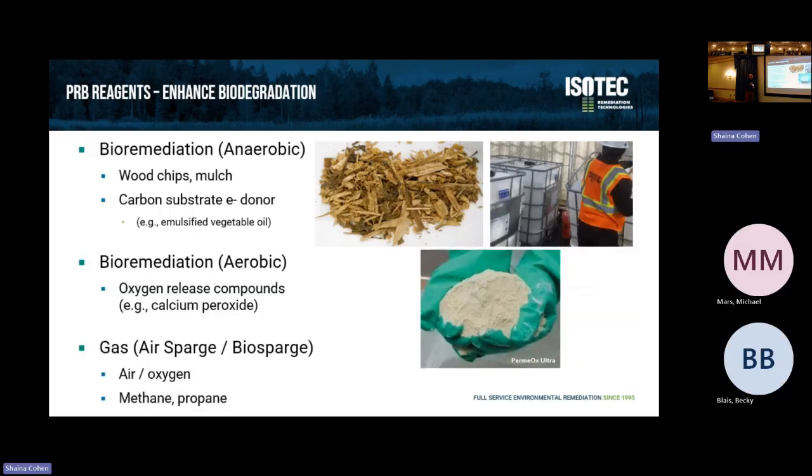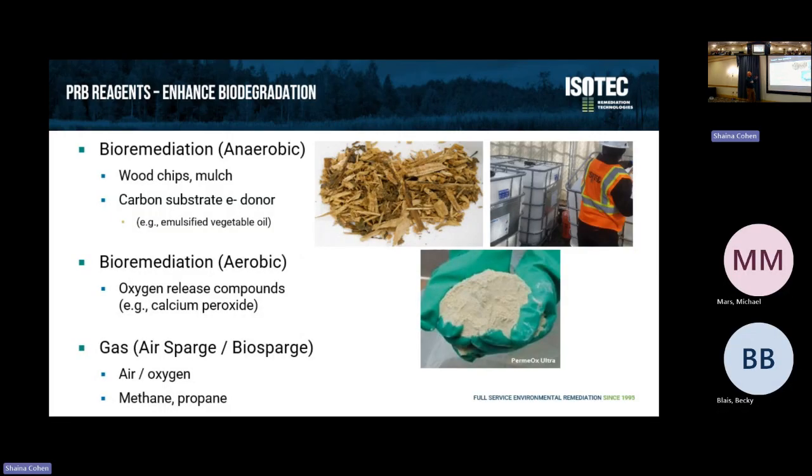There's different reagents that can enhance biodegradation within a PRB. That can be either anaerobic bioremediation or aerobic bioremediation, like Alana talked about earlier. For anaerobic bioremediation, there are some solid substrates that are commonly used. Wood chips, mulch. Sometimes the wood chips and the mulch can be combined with a little bit of gravel to give it some consistency, but that also really increases the permeability, such that we get increased flow into our barrier because it's actually higher hydraulic connectivity than the surrounding soils.